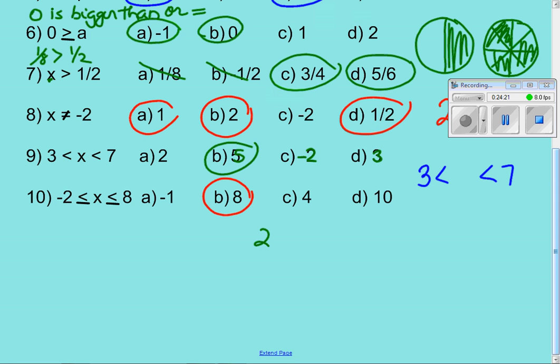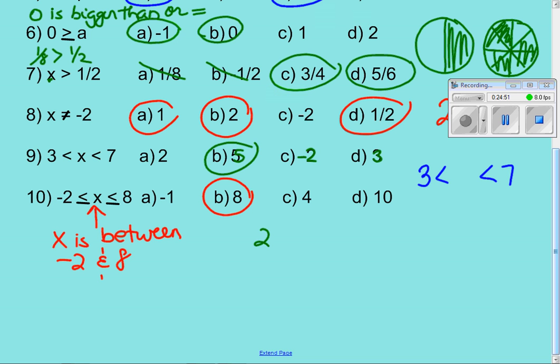Now, I want numbers in between negative 2 and 8. In fact, I'm going to teach you a different notation. Think about this. How would you describe it? If you wanted to describe the sentence to your parents, you would say, x is between negative 2 and 8, wouldn't you? So I just want numbers in between negative 2 and 8.